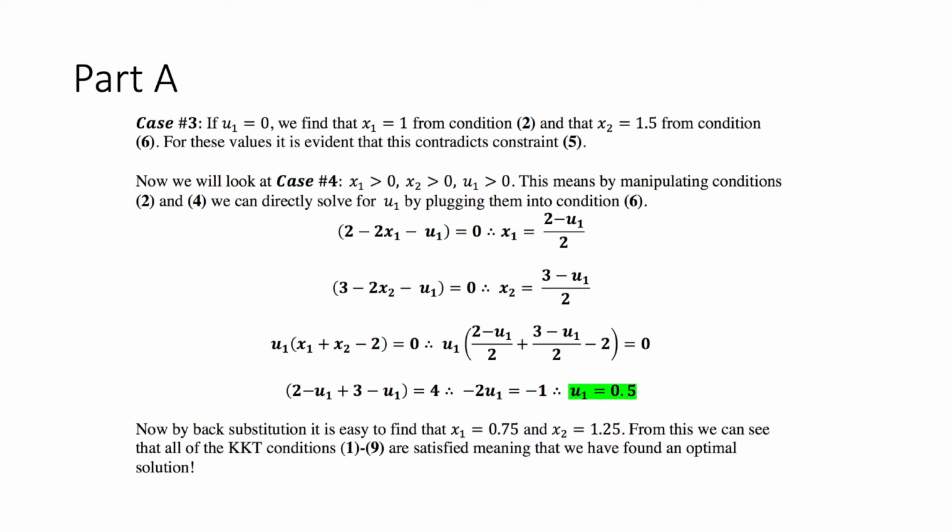And from this, we were easily able to solve that u1 was equal to 0.5, x1 was equal to 0.75, and x2 was equal to 1.25, which is exciting because these values satisfied all 9 conditions of the KKT method, thus giving us our optimal solution and final answer.